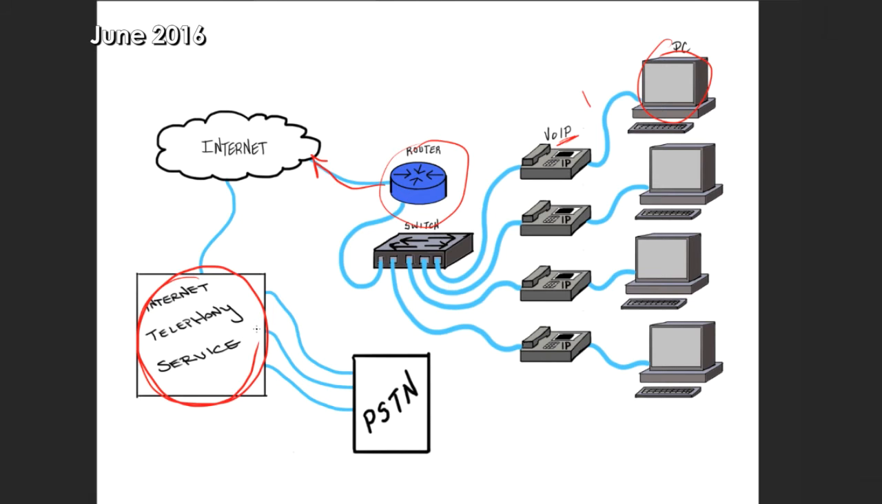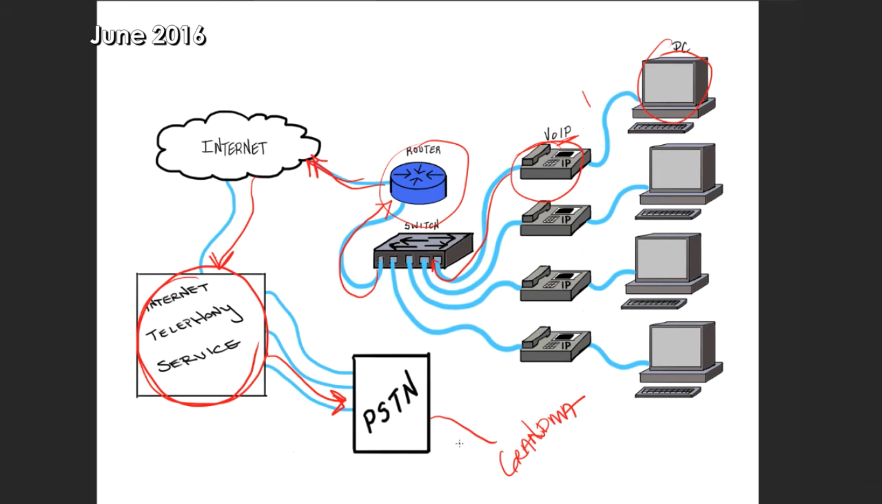Service Provider. And so when you dial grandmom, and you're in California and she's in New York, it's going to go from your VoIP phone out the switch. It's going to go to the router. It's going to go to the internet. The internet's going to route it down to your telephony service provider, and then from there it's going to go out to the PSTN. From there it's going to go to grandmom in New York. Okay? And then she can pick up her traditional phone and talk to you.